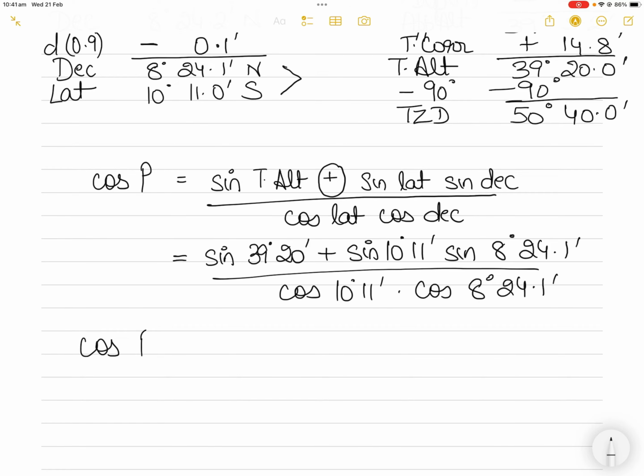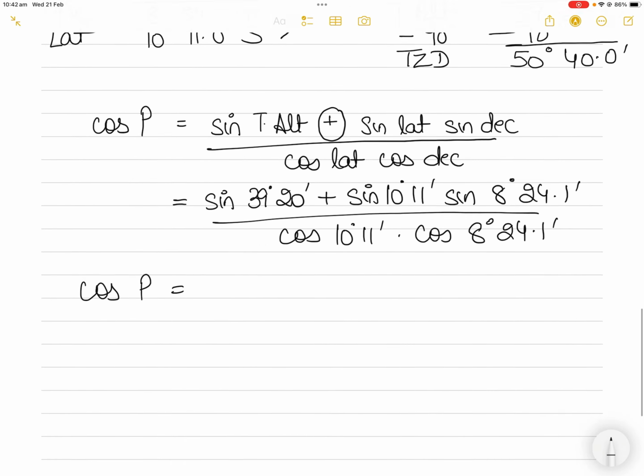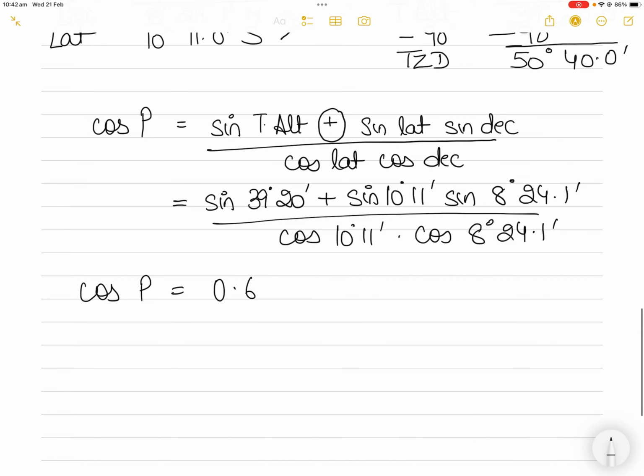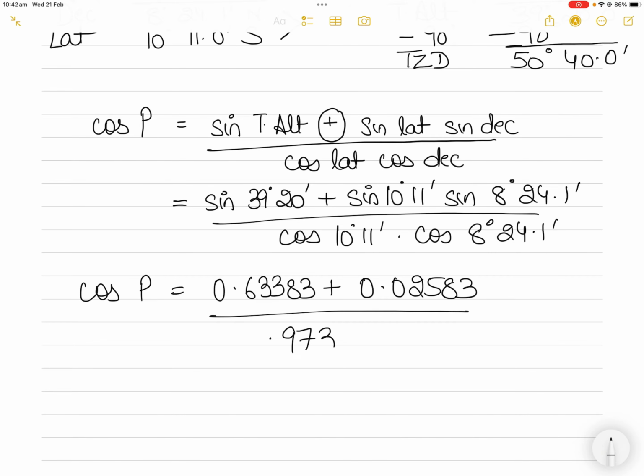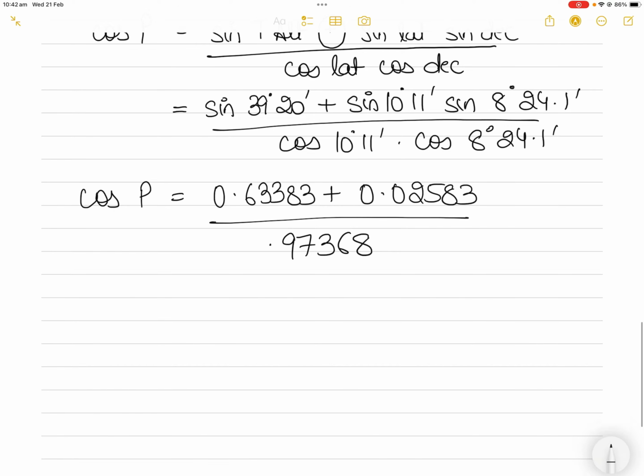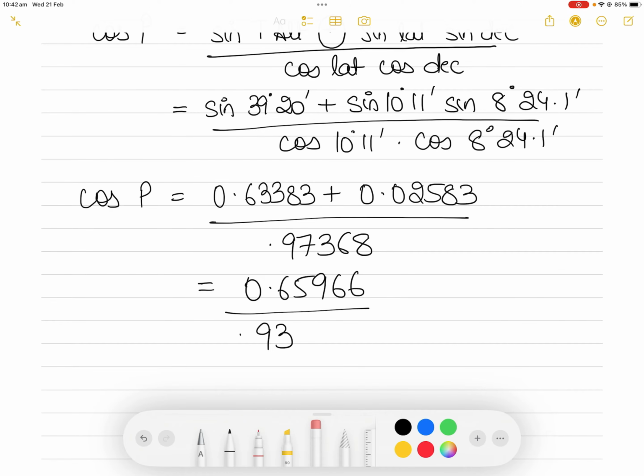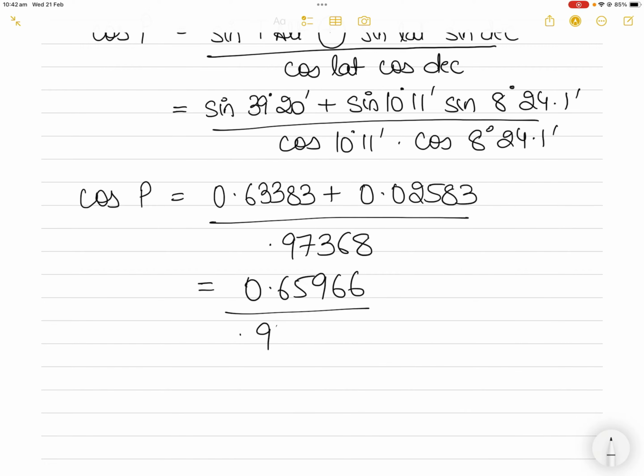All right, so we get cos P equals, if I start solving this, what I will be getting is 0.63383 plus 0.02583 divided by 0.97368, and we can keep going. Make sure you get these values because this will get you the right answer. If you are not getting these values, please check your answer again before you start abusing me online.